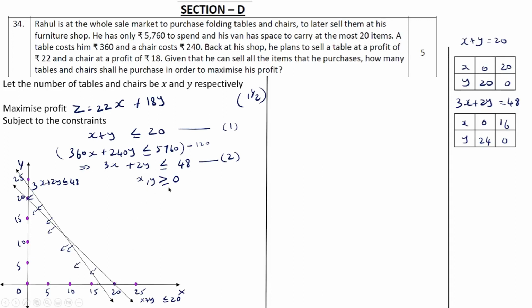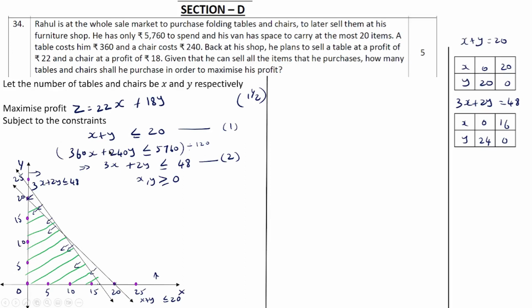Then we have x ≥ 0 and y ≥ 0. It is the first quadrant. So it is this part. So the region which is common to all these inequalities is this region. So this is the feasible region. All points in the feasible region will satisfy all these constraints. So that is the meaning of feasible region.